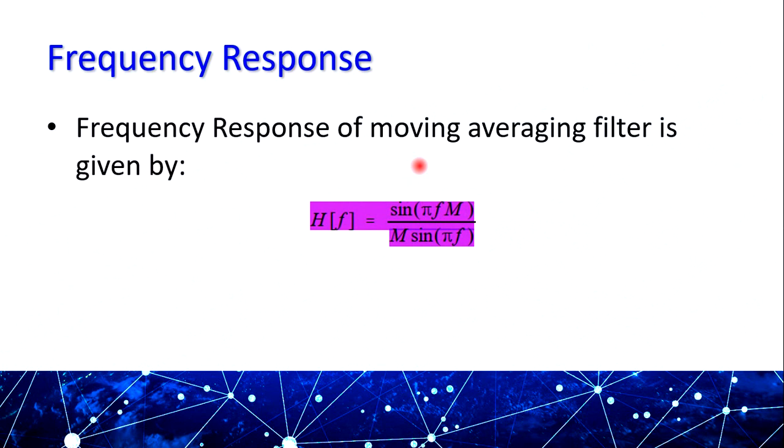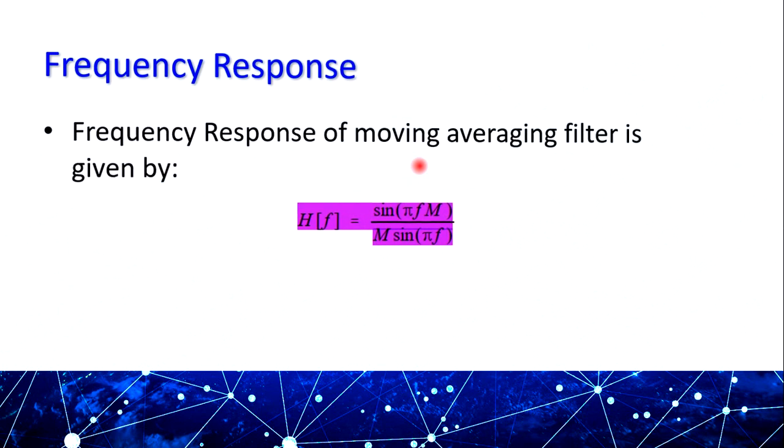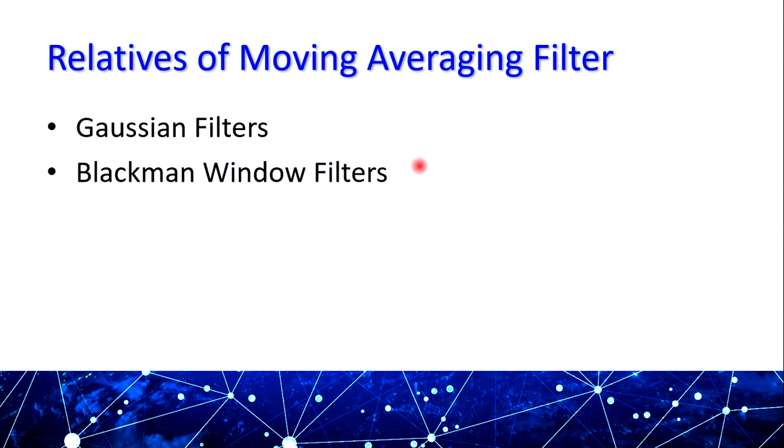So what is the frequency response? As I told you, the moving averaging filter is a rect in time domain. So in frequency domain, it will be a sinc function. What are the relatives of the moving averaging filter? The first one is the Gaussian filter, and the second one is the Blackman window filter.